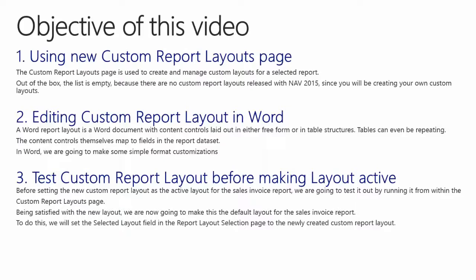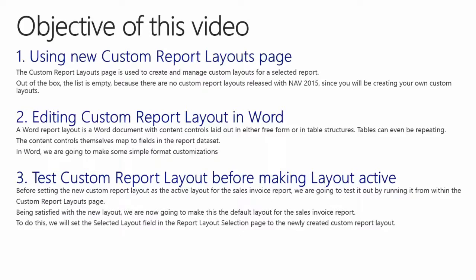A Word report layout is a Word document with content controls laid out in freeform or in table structures. Tables can even be repeating. The content controls themselves map to fields in the report dataset. In Word, we're going to make some simple format customizations.